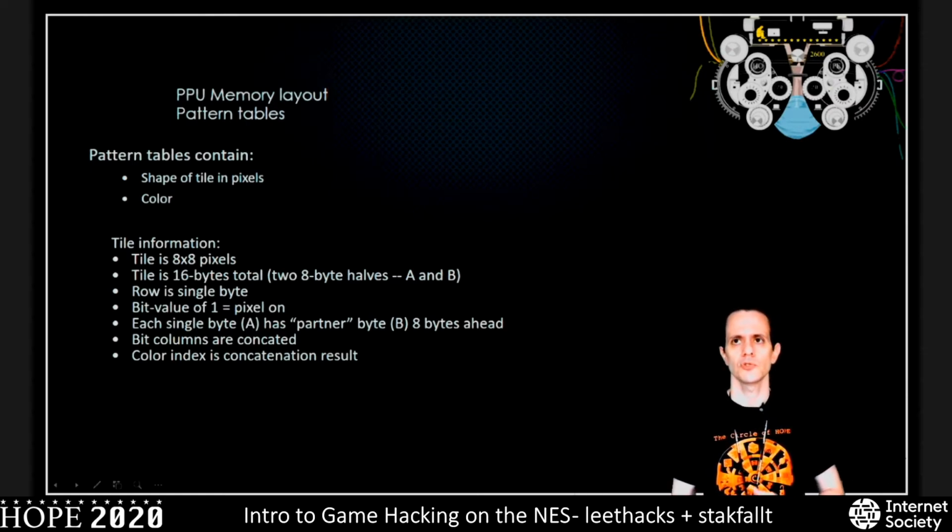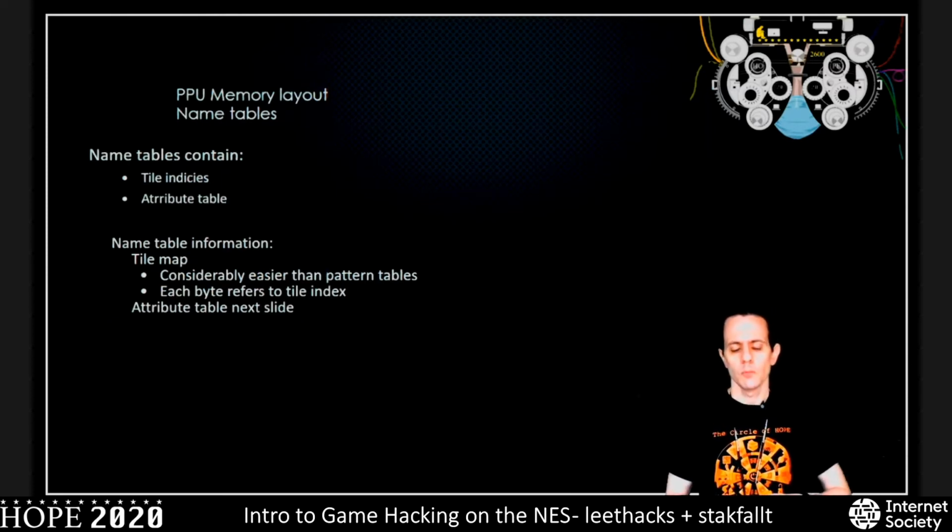So to the astute observer, you may be thinking to yourself, well, how can there be 16 bytes if each byte is an entire row and it's 8 by 8? Well, you're going to see that there's actually sort of partner bytes that are concatenated together. The bit columns, more specifically, are concatenated together, and the color index is based on that concatenation. And we'll go into much more depth on that.